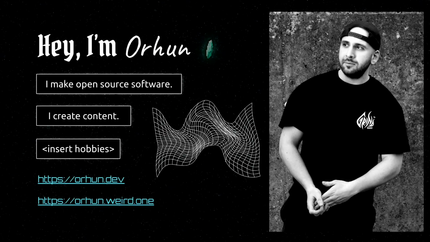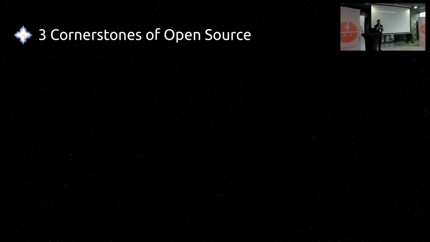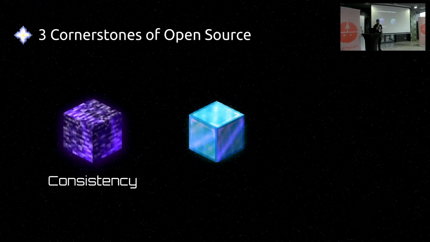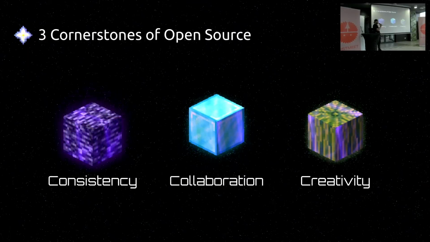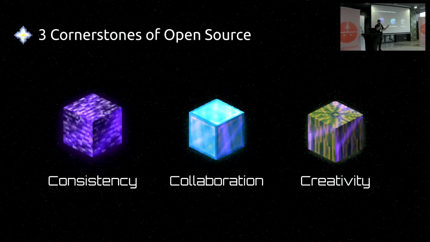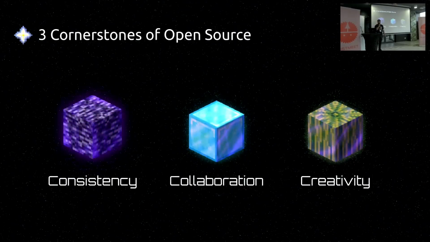And yeah, so while we are talking about success in open source or making open source sustainable, I want to define three cornerstones of open source, which really helped me to get to a certain point in my open source career. I just made this up, but I think they're really helpful. The first one is consistency, second one is collaboration, and the third one is creativity.